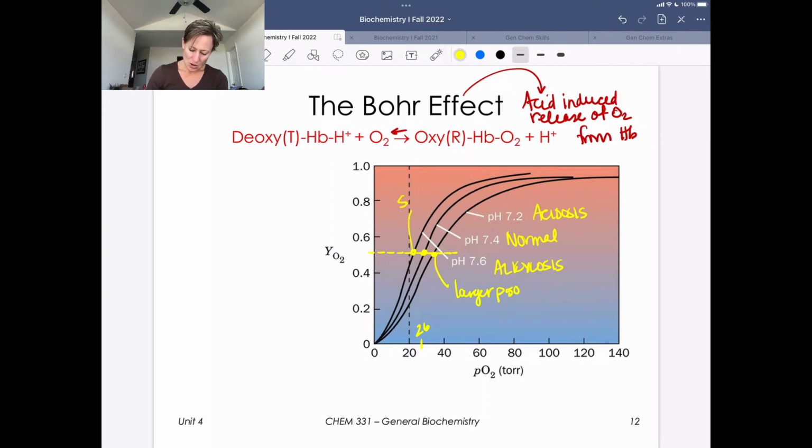Or we have a smaller P50 value. We bind more tightly when we are in an alkalotic state. Okay, so that's what we get from drawing our horizontal line. We want to know what happens to the P50 value, right? That 50% saturation value as we intersect. And we can see that we increase our P50 value as we become more acidic.